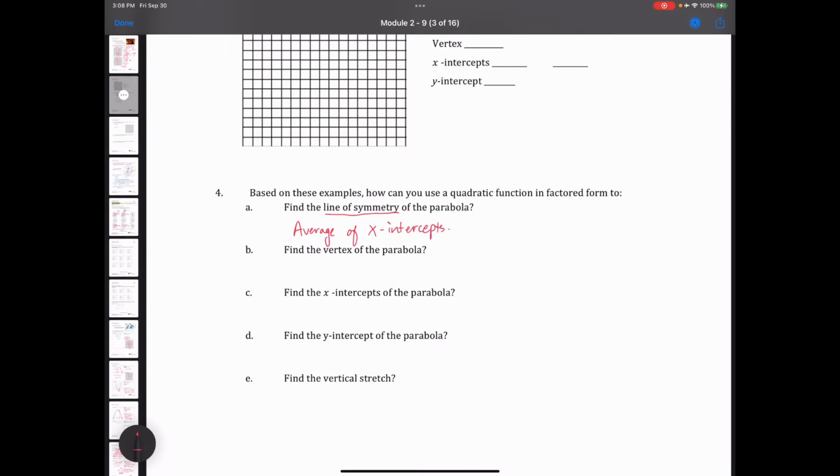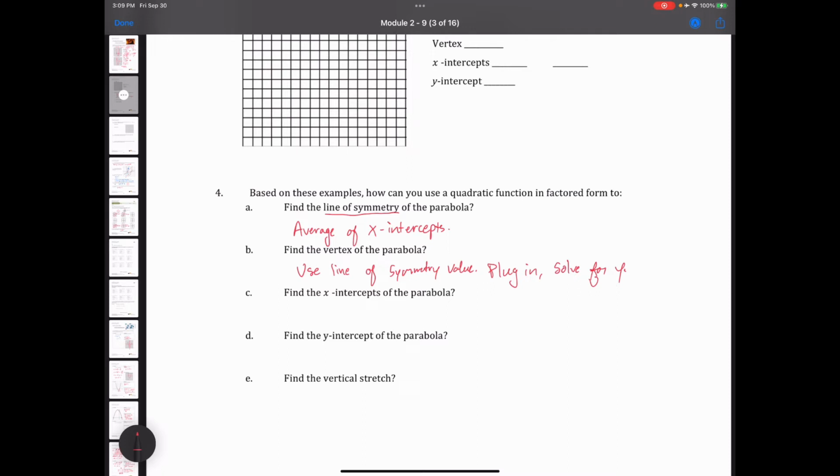The next one, find the vertex of the parabola. Well, once we found the average of the x-intercepts and set it equal to x, we can use that line of symmetry to find the y value of our vertex. So we'll use our line of symmetry value to plug in and solve for y. And that will be directly between those x-intercepts. That's how we'll find our vertex.